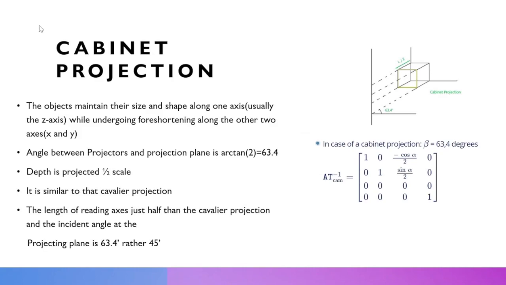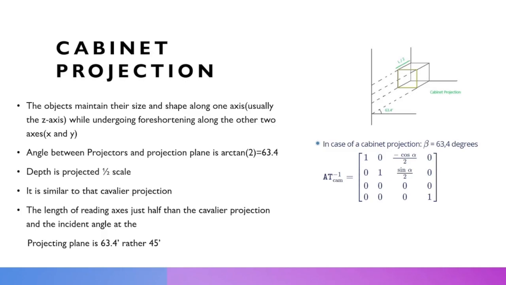The other type is cabinet projection. It is very similar to the Cavalier projection. Here we are changing the projection angle from 45 degrees to 63.4. So here beta is 63.4 degrees.